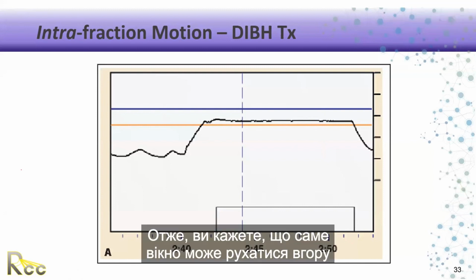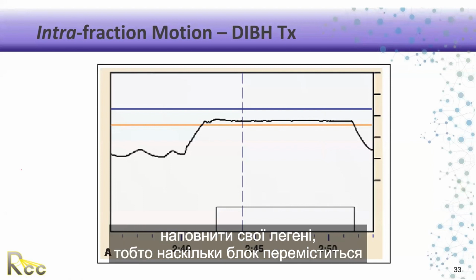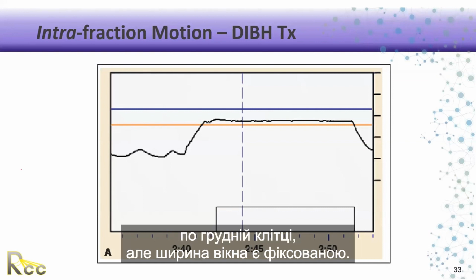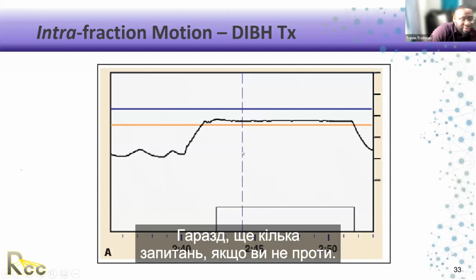Okay, yeah, so you're saying the window itself can move up and down depending on how full a patient can fill their lungs, meaning how far the block will move on their chest. But the width of the window is fixed. It's fixed, yes. Perfect. Okay, a couple more questions if you're okay with that.